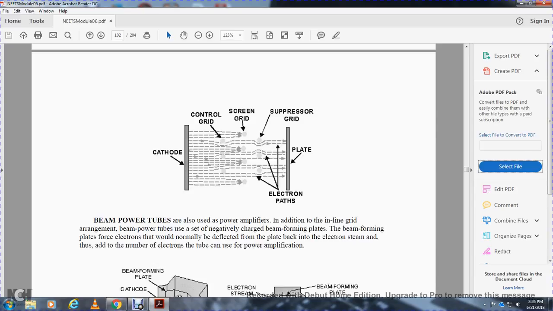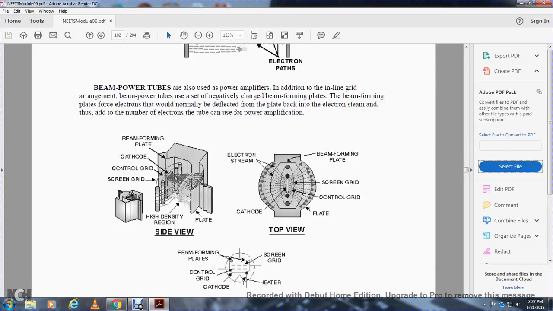Beam power tubes are also used as power amplifiers. Additionally, they have an in-line grid arrangement. Beam power tubes usually have negatively charged beam forming plates. The beam forming plates force electrons that would normally be deflected away from the plate back into the electron stream. Thus, the abnormal electrons in the tube can be used for power amplification. Shown are the beam forming plate, cathode, control grid, screen grid, the high density region, the plate, and the electron stream.